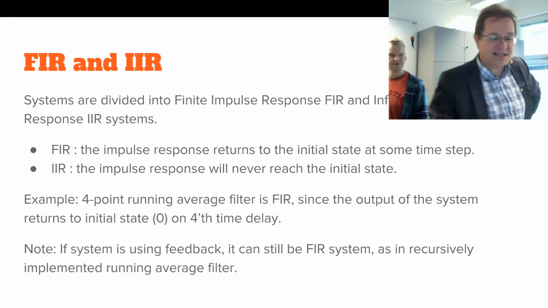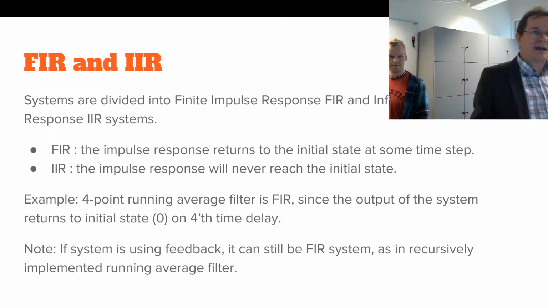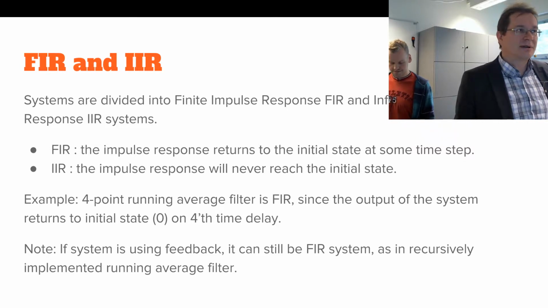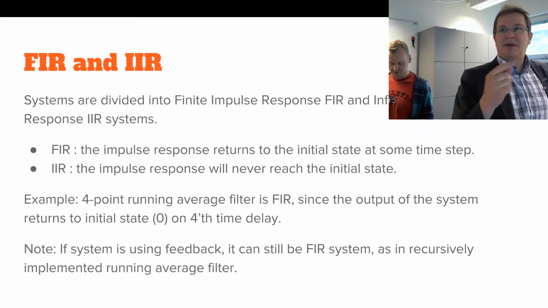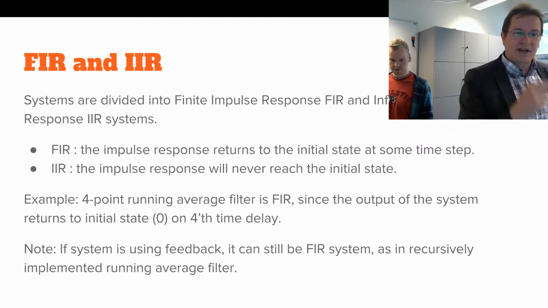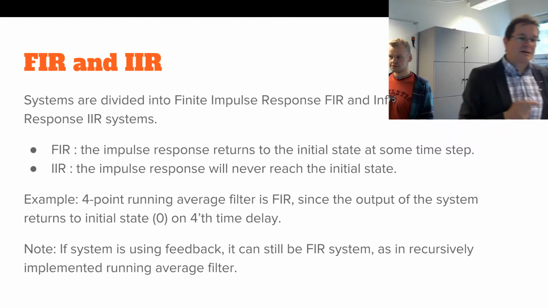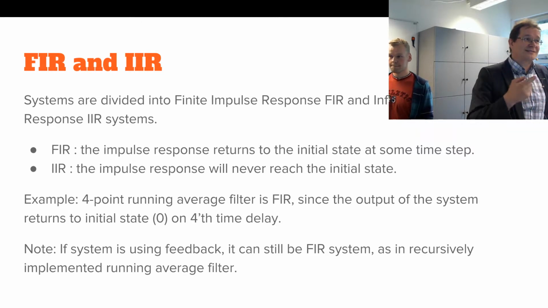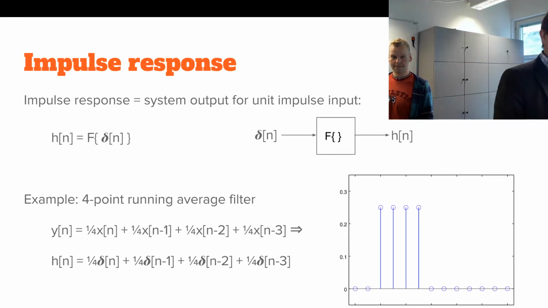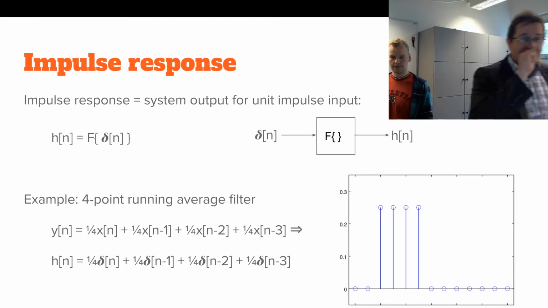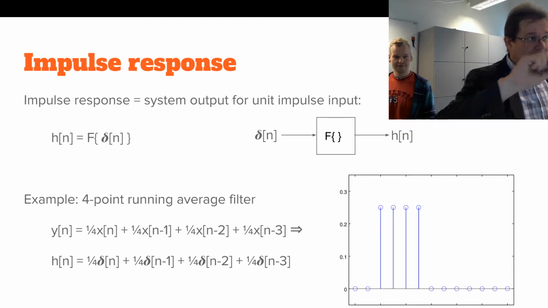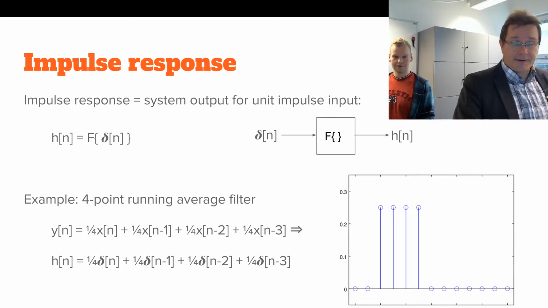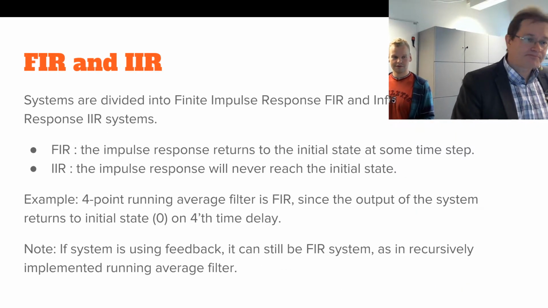So if the system has feedback, it does not guarantee that it will be an infinite impulse response system. Remember the recursively implemented running average filter from last time. It has feedback, but it's still the same system with the same impulse response, with zero after the fourth time step.